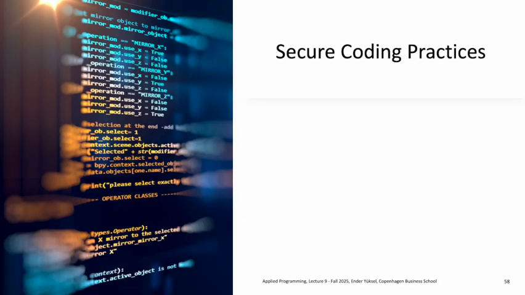Security isn't just about tools, it's about habits. Let's talk about some secure coding practices that you should follow. First, never trust user input. This is the golden rule of security. Whether it's a form field, a URL parameter, or a file to upload, always assume the data could be malicious. Validate and sanitize everything. Use built-in validation attributes in, for example, ASP.NET Core and Angular's form validators to enforce rules.